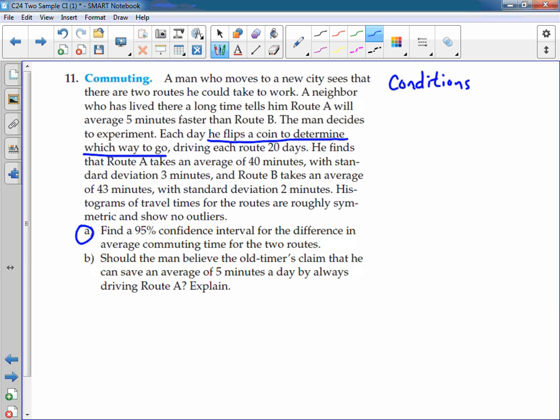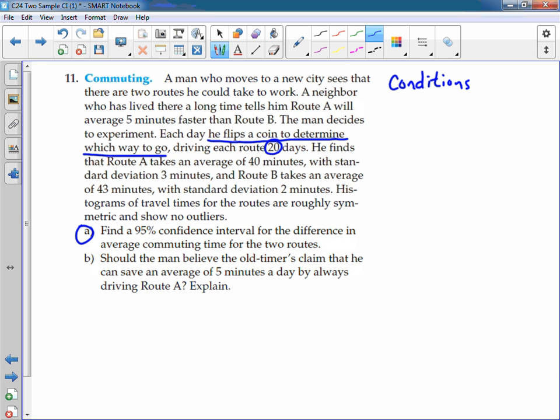So random is good. Now here's where your 10% doesn't make so much sense. The sample size is 20. So 20 is less than 10% of all days that I could have taken Route A or Route B. That just sounds weird. You can drive that route probably infinitely many times. If you don't write it down, it won't be the end of the world. I do want you to keep it in mind, though, because otherwise you'll forget about it for proportions. Then you have independent groups.